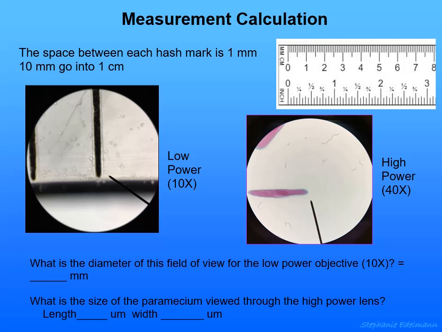But we're working with micrometers, right? So the first thing we're going to have to figure out is how many micrometers is 2 millimeters. Well, I told you earlier that 1 micrometer is the 1,000th of a millimeter. So there's 1,000 micrometers in 1 millimeter. So how many micrometers is therefore in 2 millimeters? So that's the first thing you're going to have to figure out. And then we're going to continue this experience to finally figure out what the size of the paramecium is through the high power lens in micrometers.